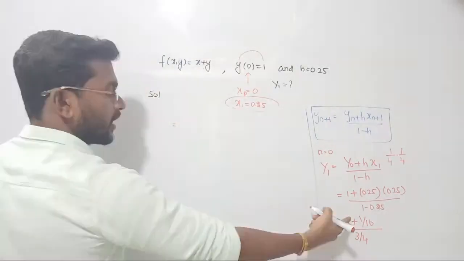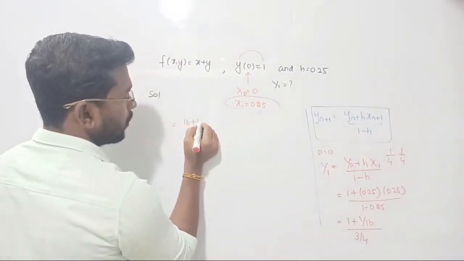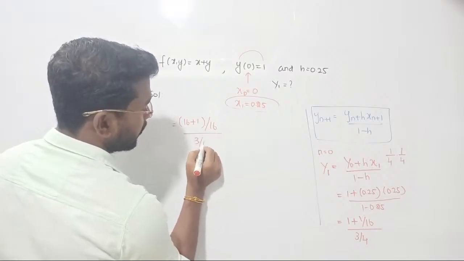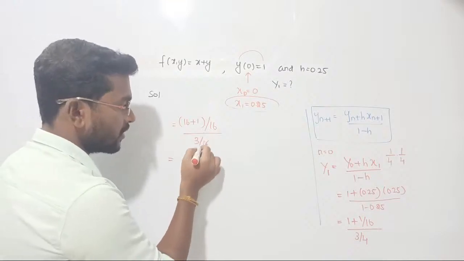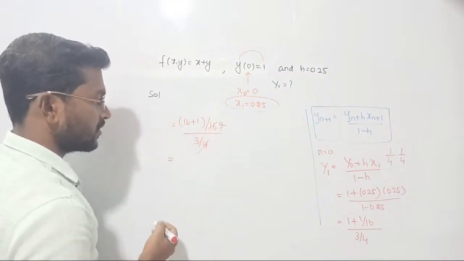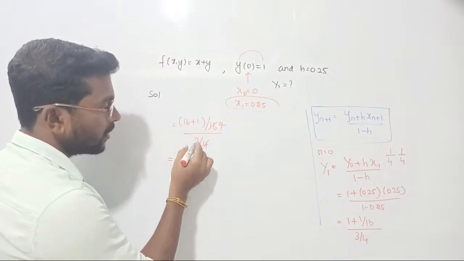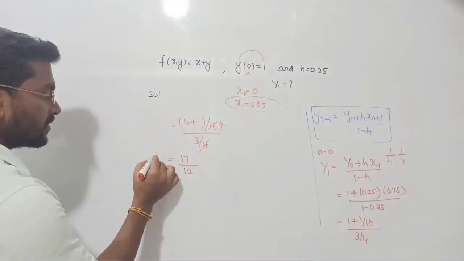Finally, what we got: if you take the cross product, 1 plus 1 by 16 will become 16 plus 1, divided by 16. In the denominator, we are getting 3 by 4. Now, denominator of denominator, right? So let me cancel it. See there, 4 times 4 will be 16, such that 16 plus 1 will become 17, by 3 into 4, both in the denominator, 12. So that is the correct answer for y1.